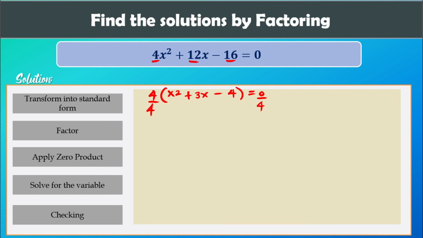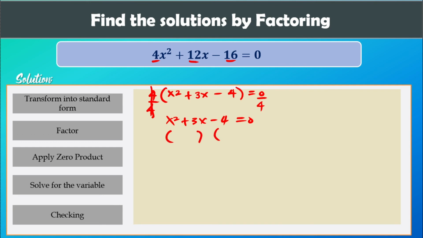GCF. Okay? So pag remove natin yan, yung magiging standard form natin will be x squared plus 3x minus 4 equals 0. 0 because 0 divided by 4 is 0. Alright? Now, simplified form na yung standard form natin. So, madali lang sa atin pag-factor out. So, we're going to factor out x squared plus 3x minus 4.